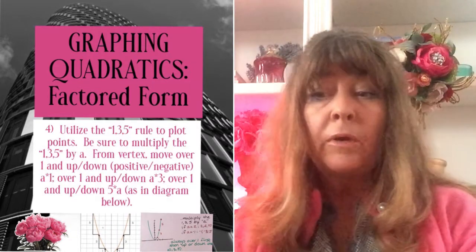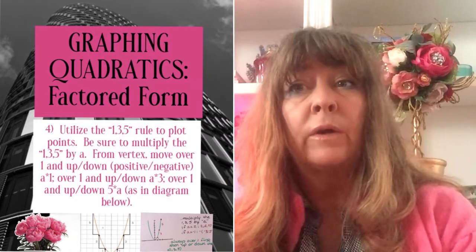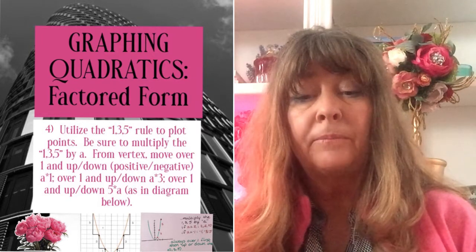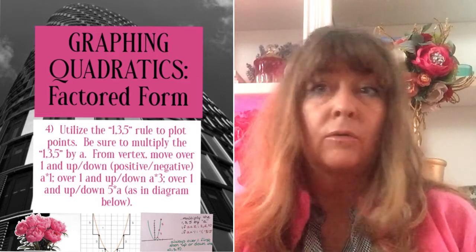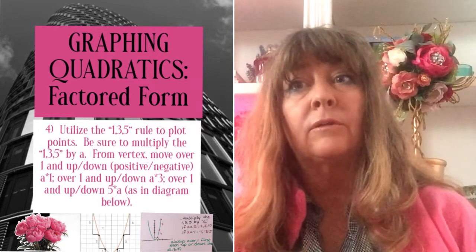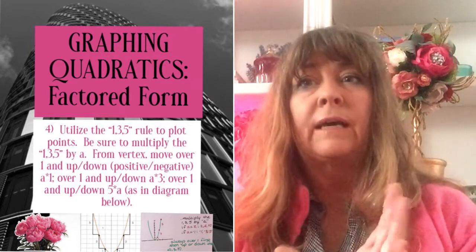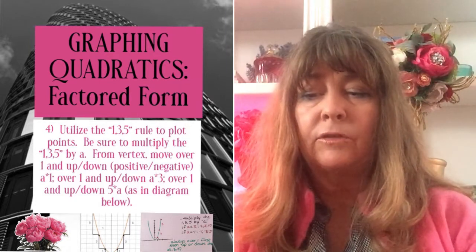To find more points for our parabola, we can utilize the 1, 3, 5 rule. Start at the vertex, go over 1, and then go up 1. Go over 1 again, go up 3. Go over 1 again, go up 5. And you do that on both sides, so it's symmetrical. It gives you your parabola.